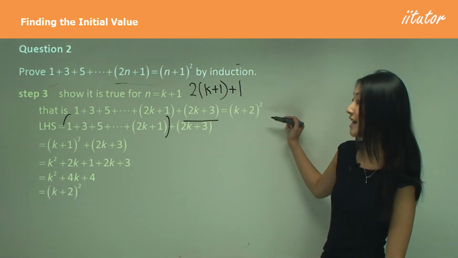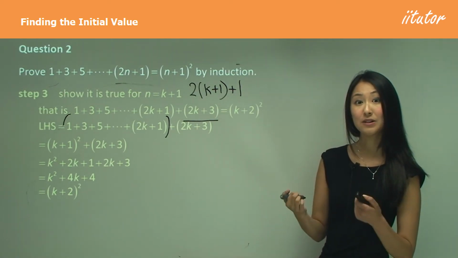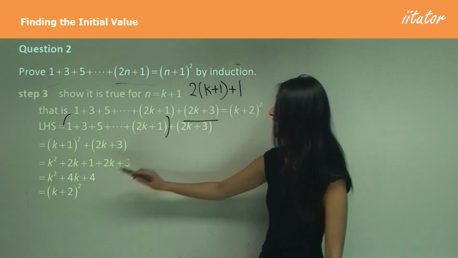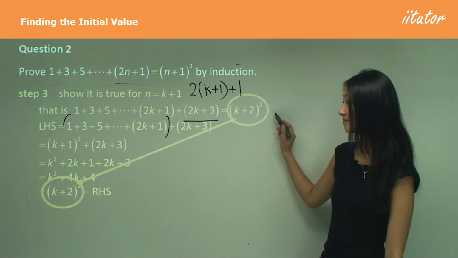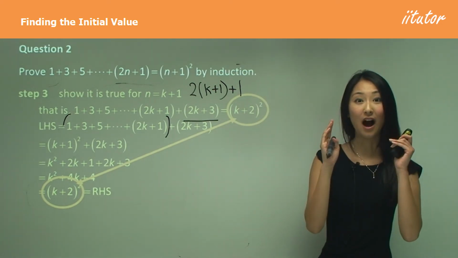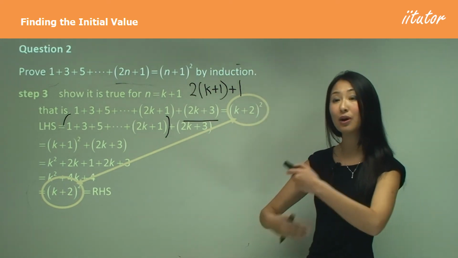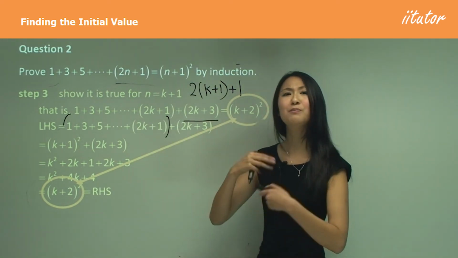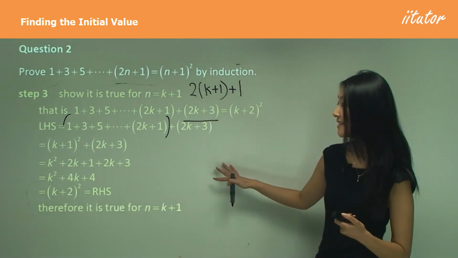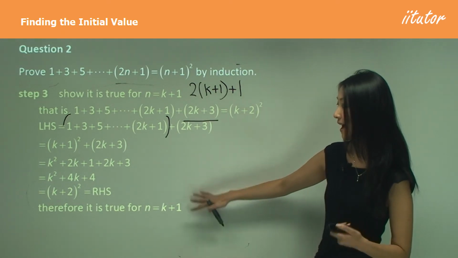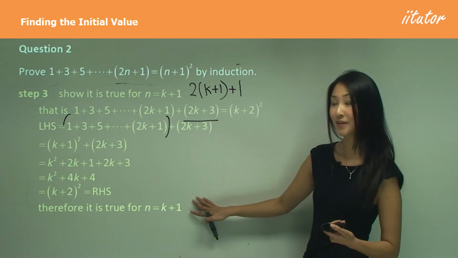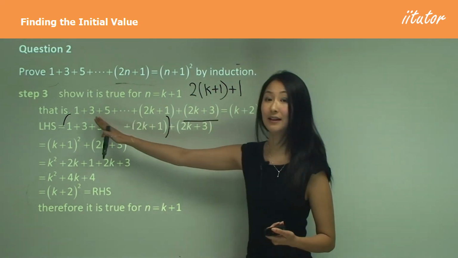And now I just need to factorize that, make it into a perfect square, k plus 2 squared. And you can see that looks exactly like the right-hand side. So that equals the right-hand side. You always have your eye on this, and you're just manipulating the left-hand side value to equal the right-hand side. So since the left-hand side equals the right-hand side, we can say, therefore, it is true for n equals k plus 1. So we've proven this over here.